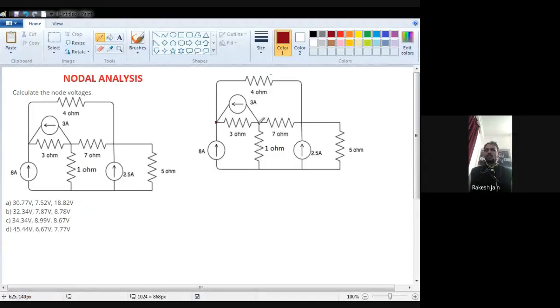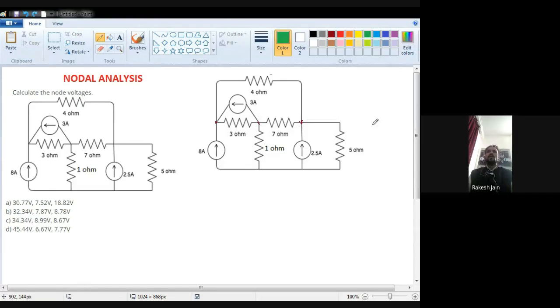This is also a node because 3 ohm resistance, 1.3 ampere current source, 1 ohm resistance and 7 ohm resistance are connected here. So this is another node. See this one. This one is another node because 7 ohm resistance, 4 ohm resistance, 2.5 ampere current source and 5 ohm resistance are connected here. There is no need to write down this as a node because it is directly connected with the previous node. The meaning of this node is the same as that node.